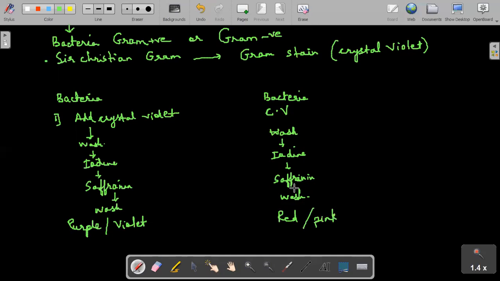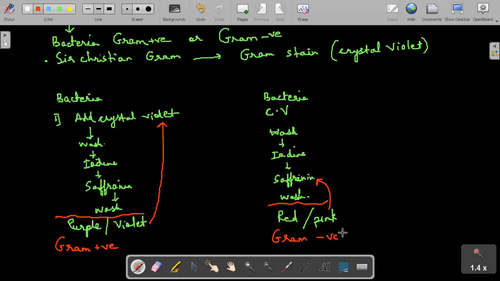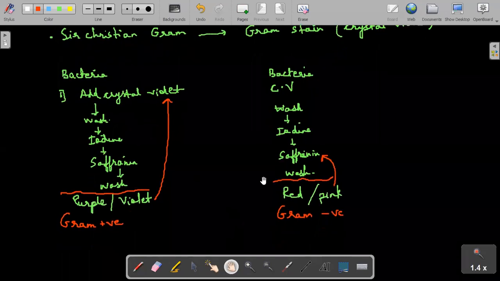Anything which is pinkish red has picked up the safranin stain. And if it is violet, it has picked up the crystal violet stain. So the ones which appear violet in color will be gram positive. The ones which are pinkish in color will be gram negative. So that is a rough outline of the steps to be done when it comes to staining.